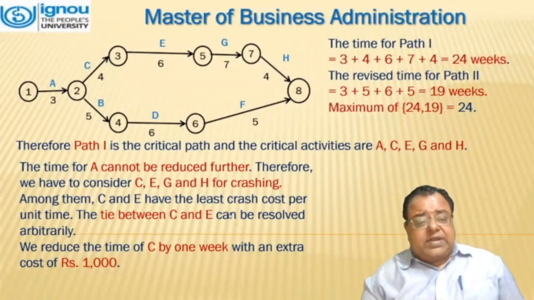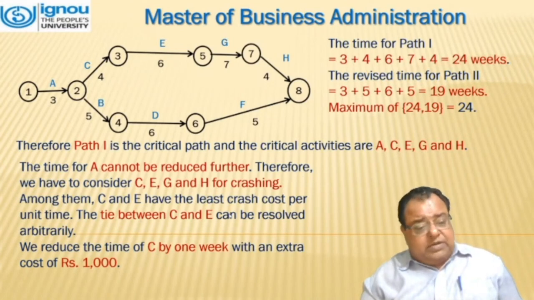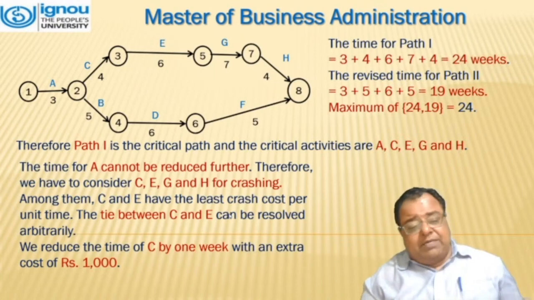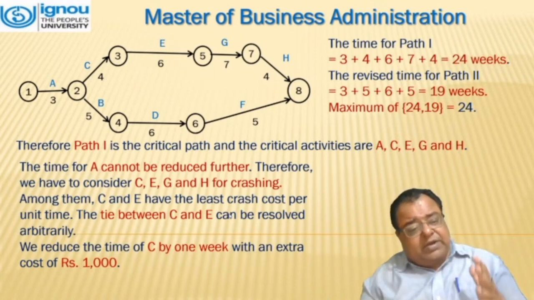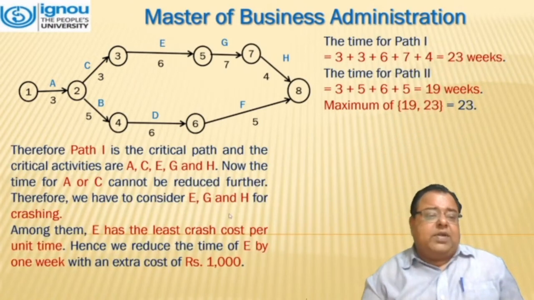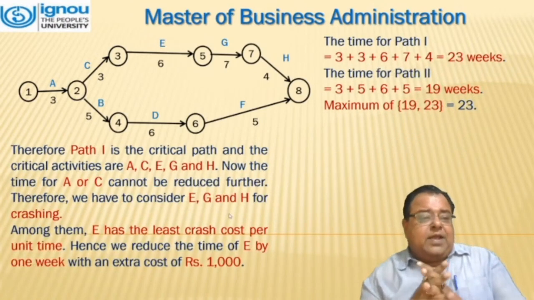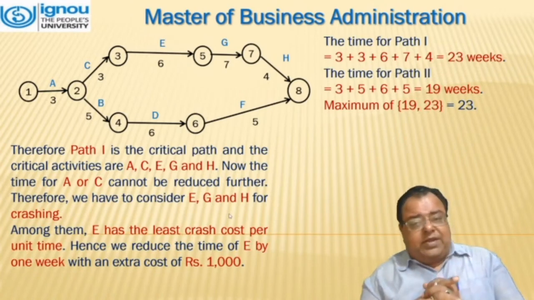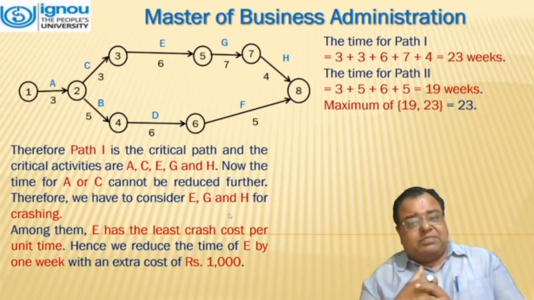Among C and E, which have the least cost per unit time, that is 1000, there is again a tie between C and E, which can be resolved arbitrarily. So we have taken C and we will be reducing it by 1 week. Now, C has been changed from 4 to 3. Again, we have to calculate the critical path time.